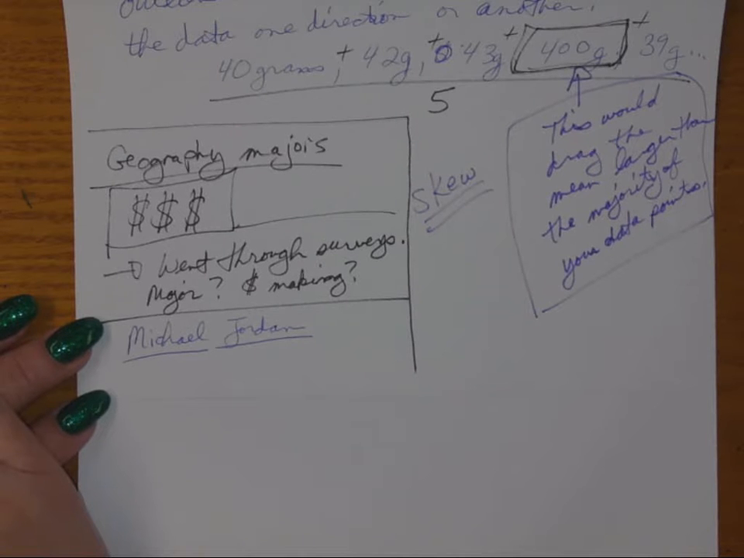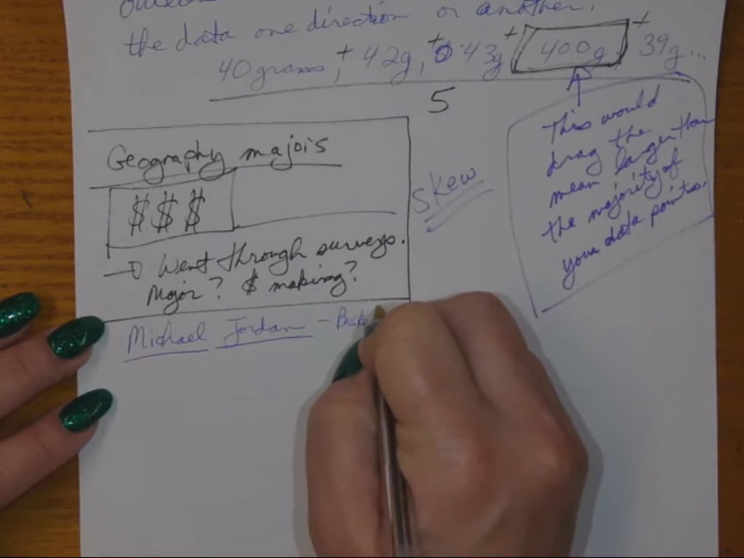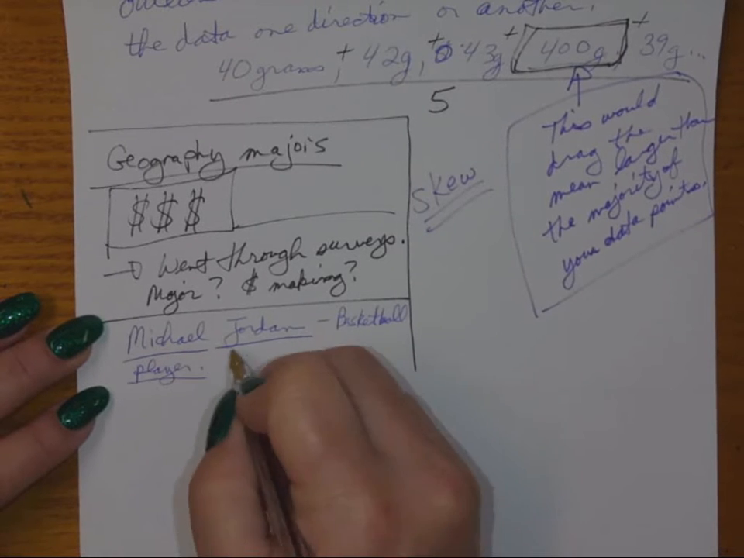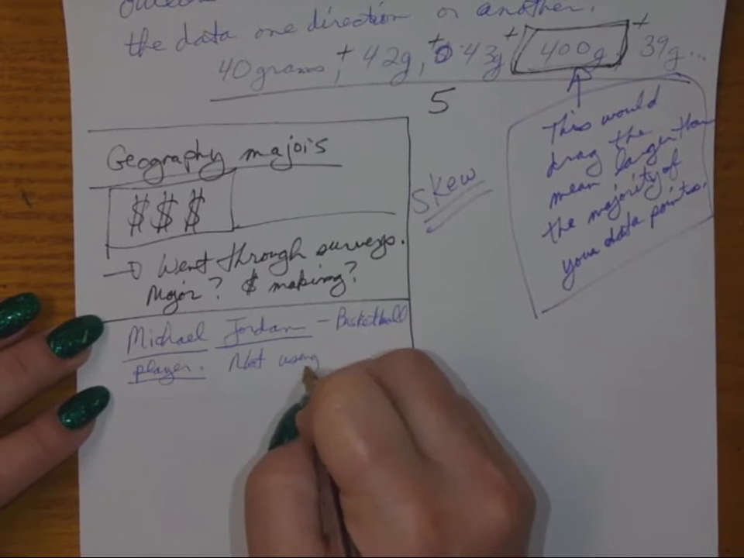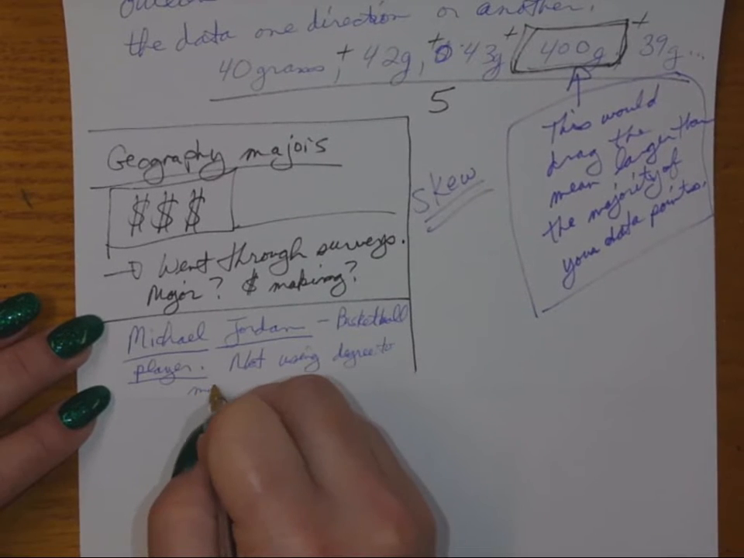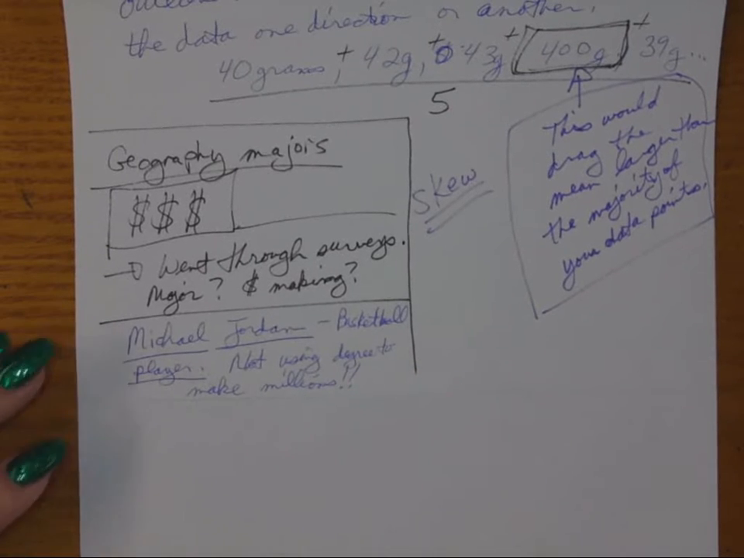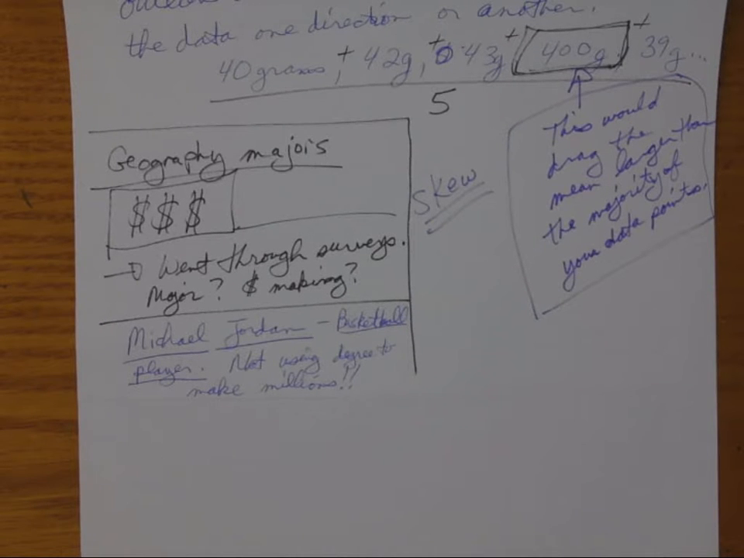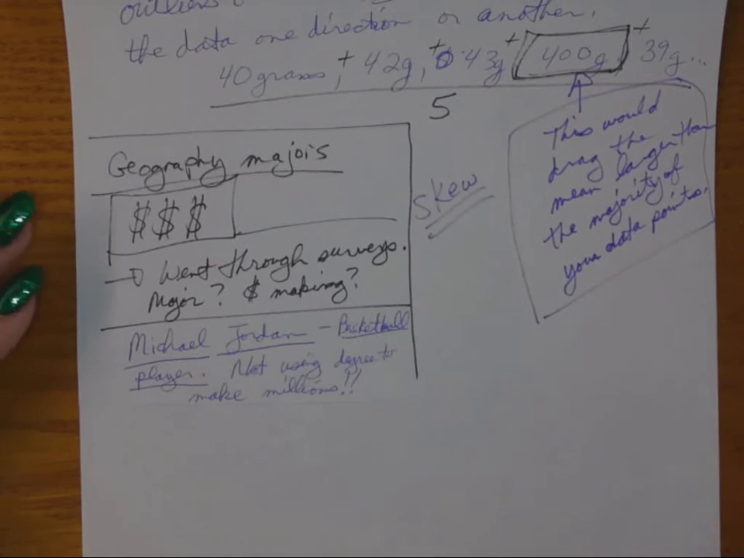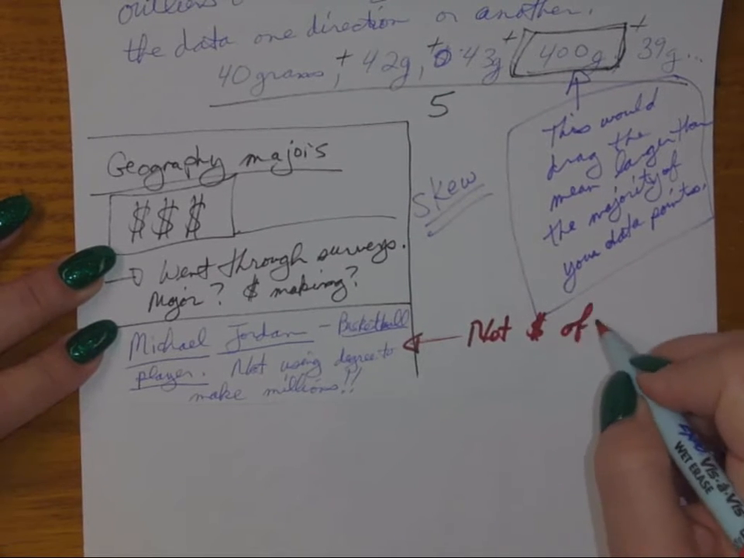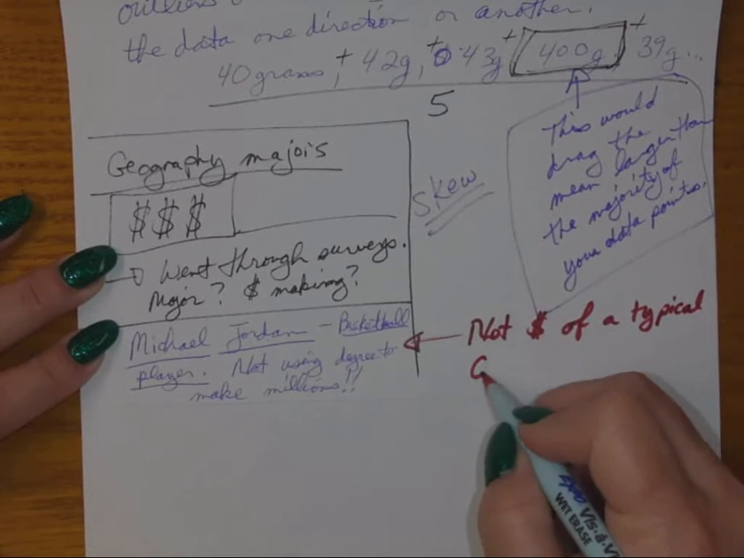Yeah, great basketball player, right? He may have a degree in geography, but he's not using that degree to make his millions, right? What's he using to make his millions? He's using his basketball skills, right? So while he does have that degree and he does make millions, or did make millions, I guess, that's not the money of a typical geography major, right?